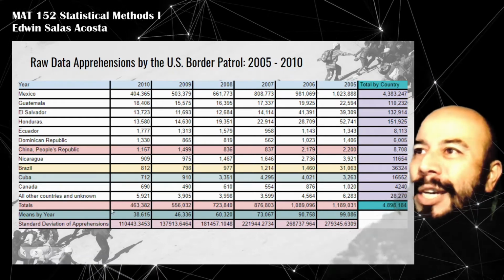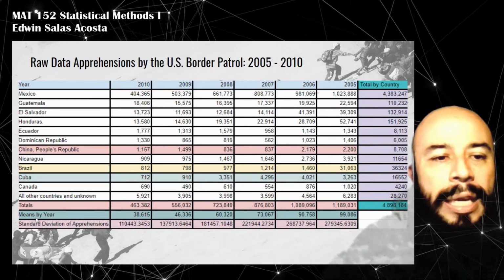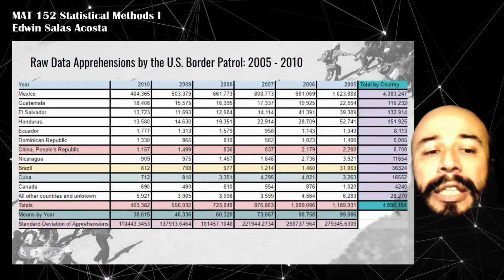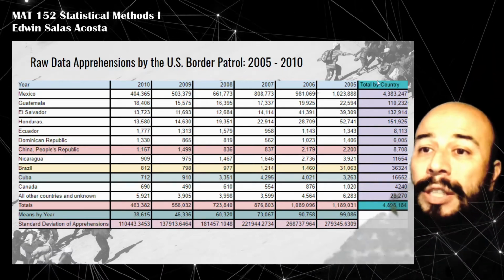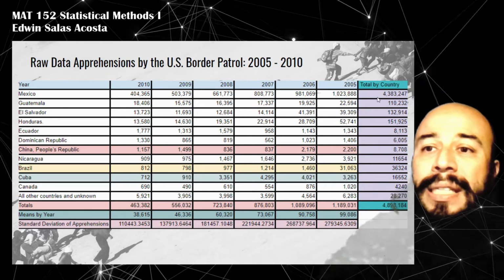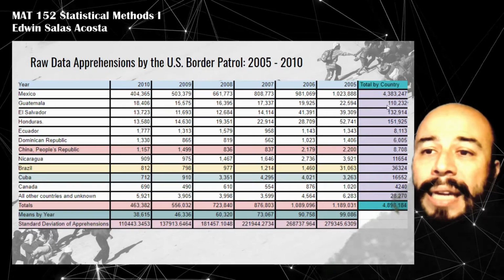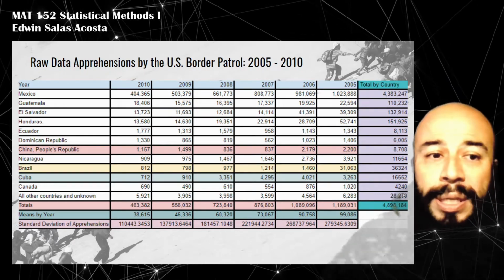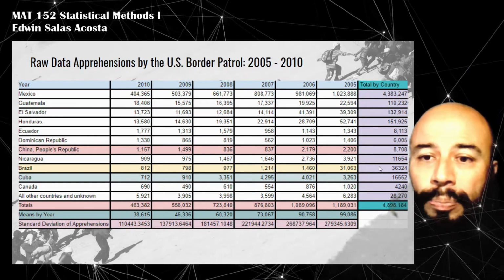I don't repeat the numbers because it's easy to see them: the means by year and the standard deviation for operation. I have the total by country. You can see the difference between Mexico and the other countries, for example.